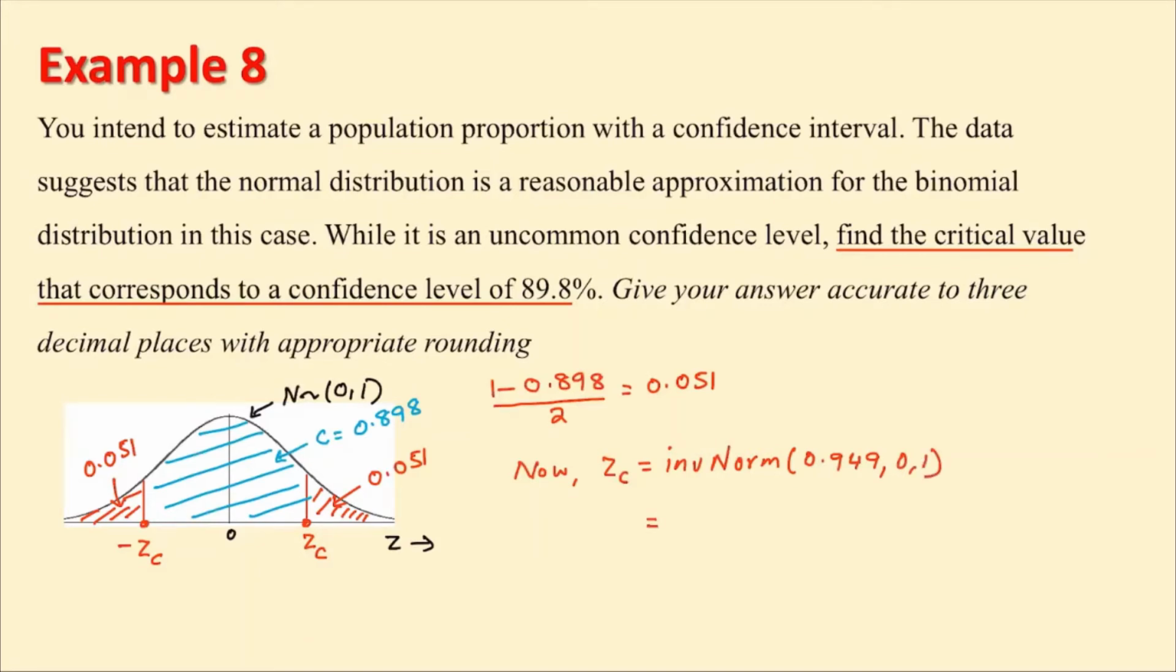When we simplify this, we'll get 1.635. So Z critical in this case is 1.635. So the critical value that corresponds to the 89.8% confidence level is 1.635. Okay, that's example 8.